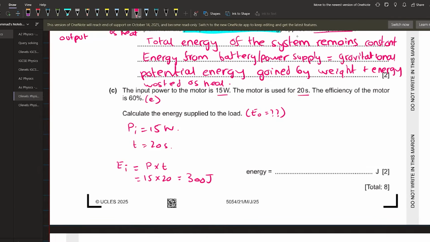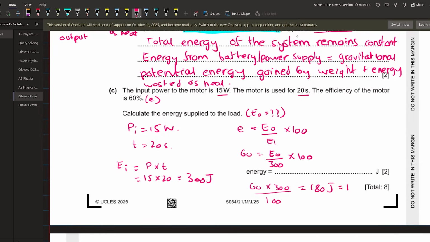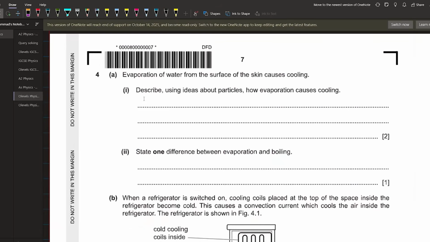300 joules. Now what is the formula for efficiency? Energy output divided by energy input into 100. What is the value of efficiency? 60. Okay, 60 is equals to energy output divided by energy input, that is 300, into 100 multiplied. Get your answer, 60 into 300 divided by 100. This comes out to be 180 joules, which is your energy output. Simple as that. Moving ahead.